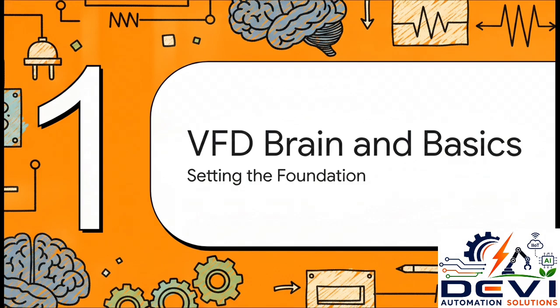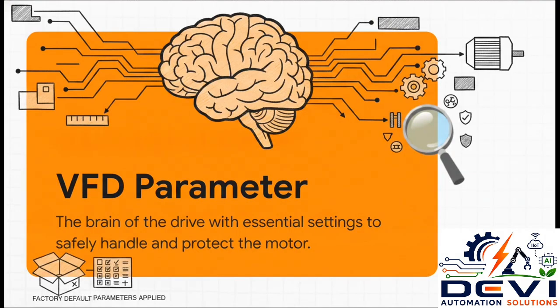Let's set the foundation. To really get the hang of this, we need to look at what a parameter actually is. Think of parameters as the actual brain of the drive. Straight out of the box, a VFD is basically a blank slate with some generic factory defaults. The parameters are the specific rules you punch in that tell that brain exactly how to handle, drive, and protect the specific motor it's wired to. Without those rules, the drive is essentially flying blind.